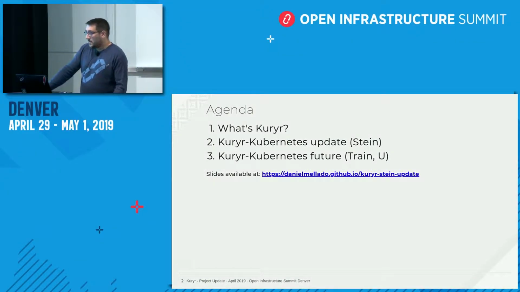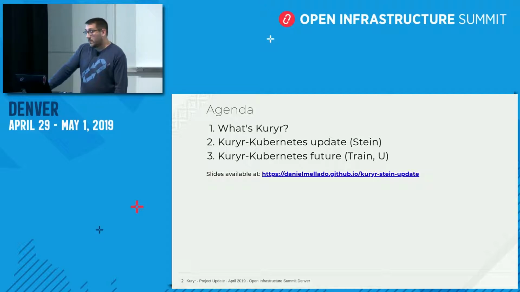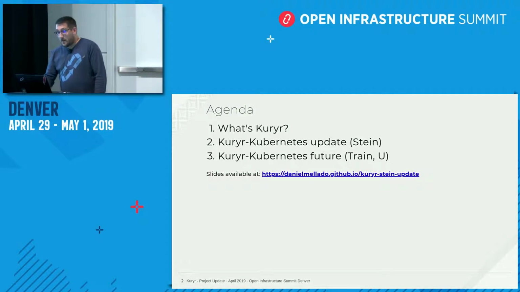So first of all, that's the agenda. I'll be starting by introducing what Kuryr and Kuryr-Kubernetes is for those of you who don't know about the project. Then I'll speak about what we did in Stein, and then a little sneak peek about the future work. By the way, once we are done with the presentation, it'll be available in my GitHub pages, so feel free to check it out.